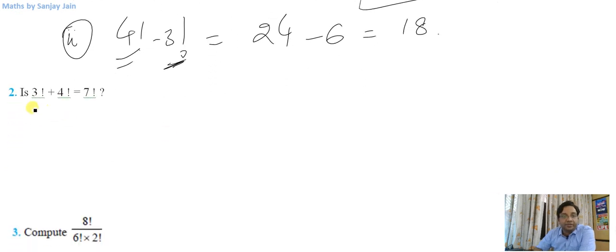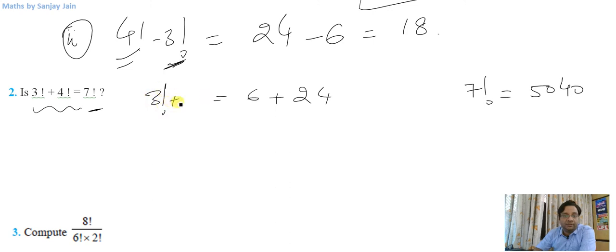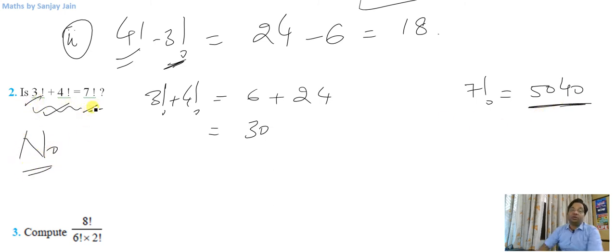Is 3 factorial plus 4 factorial equal to 7 factorial? 3 factorial is 6, 4 factorial is 24, and what is 7 factorial? 7 factorial is 5040. So this is 3 factorial plus 4 factorial, which is 30, and this is 5040. So no, 3 factorial plus 4 factorial is not equal to 7 factorial, and you need to keep this in your mind, that you cannot simply add these and say this is equal to 7 factorial.